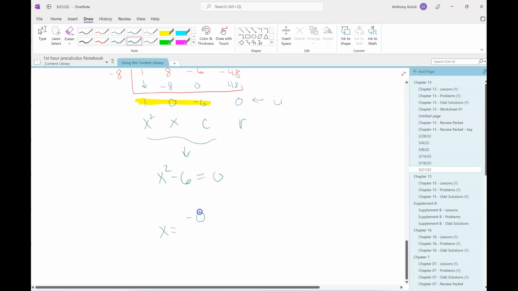B is 0. Remember, B is the coefficient on x. What's A? 1. What's C? Negative 6.